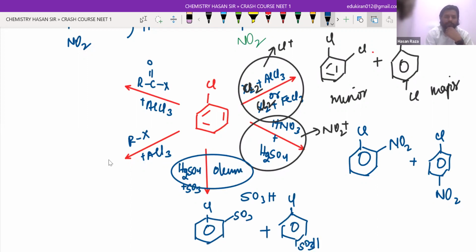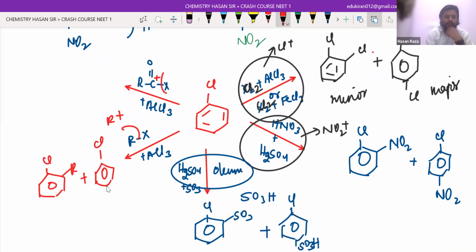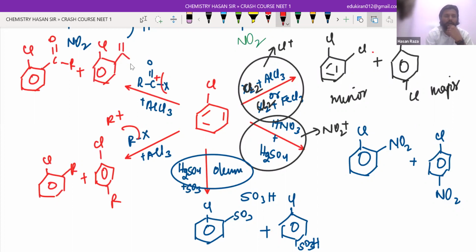You can see there will be formation of R plus, and of RC double bond O. So I'm going to write it like this. Cl is there, R is at ortho. Cl is there, R is at para. Now you can see this reaction as well. Cl is there, C double bond O, R is there. And the other one is this Cl, and this is your C double bond O, R.